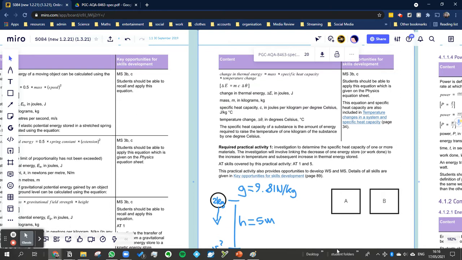So it's going to be the mass multiplied by the C, which is the specific heat capacity of that material, multiplied by the change in temperature. So that's what specific heat capacity is. That's basically what we need to know.